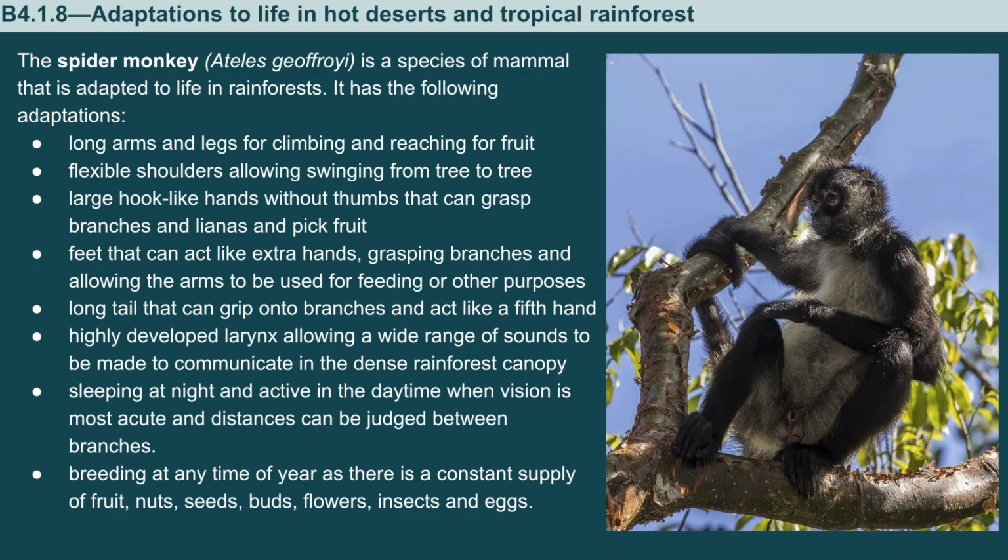rainforest canopy. They sleep at night and they're active during the daytime when vision is most acute and distances can be judged between branches. Lastly, they can breed at any time of the year as there is a constant supply of fruit, nuts, seeds, buds, flowers, insects, and eggs.